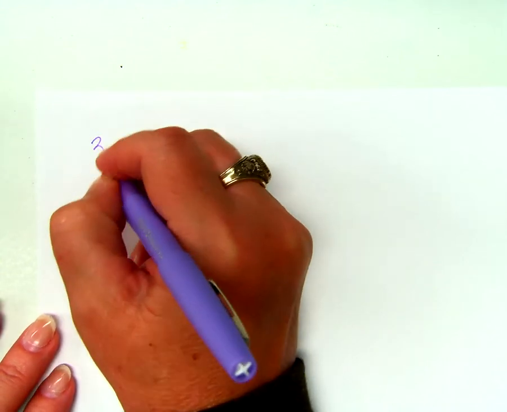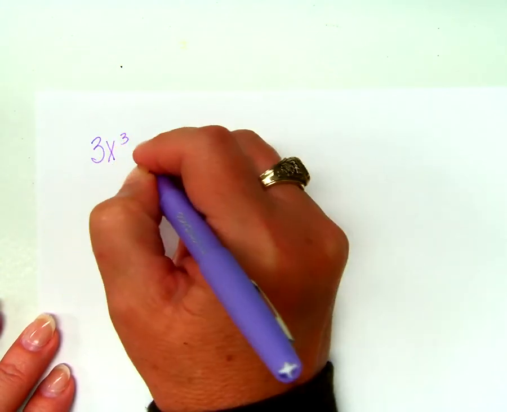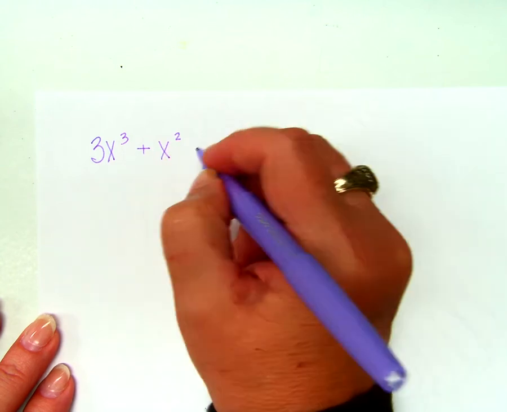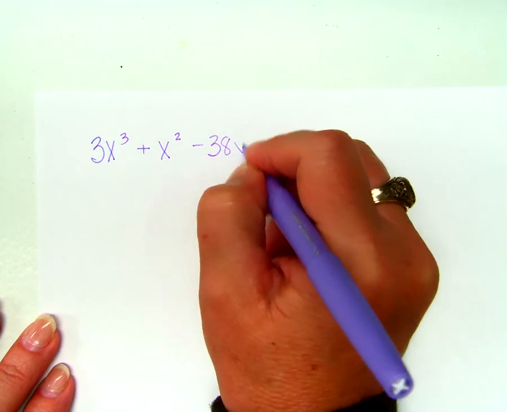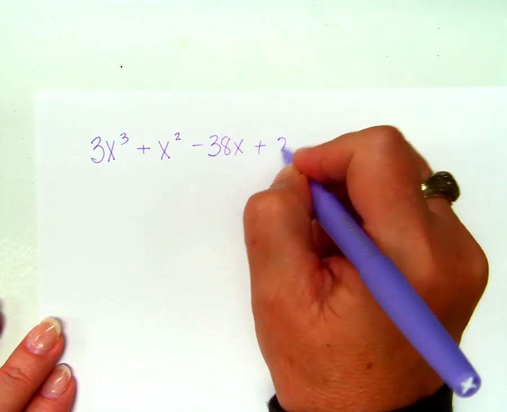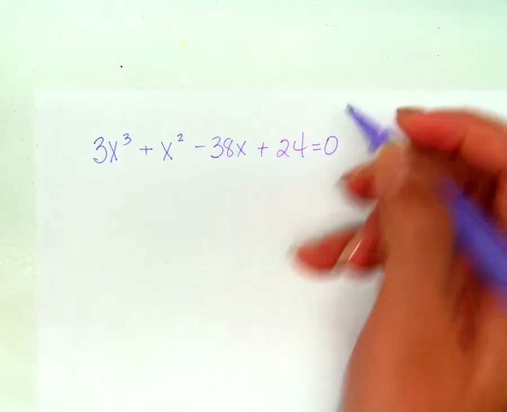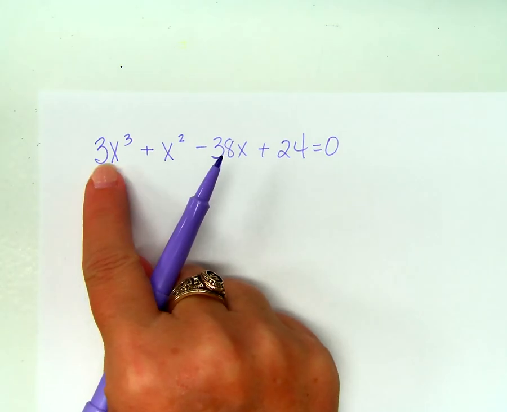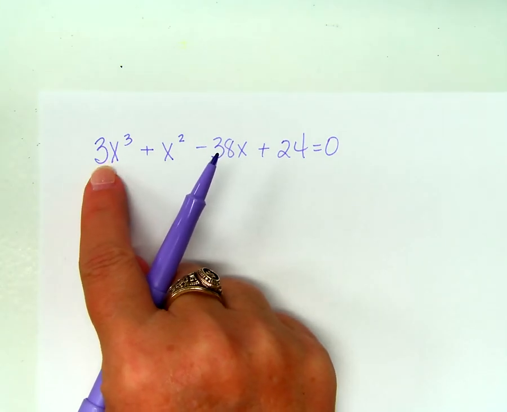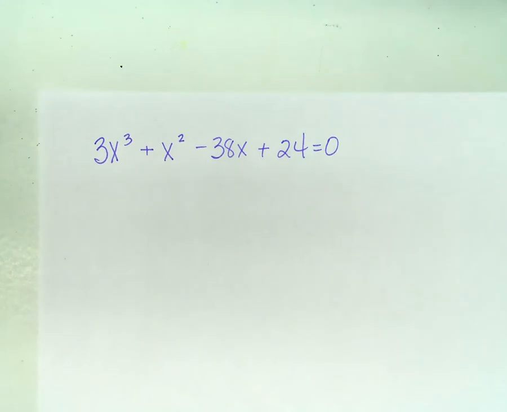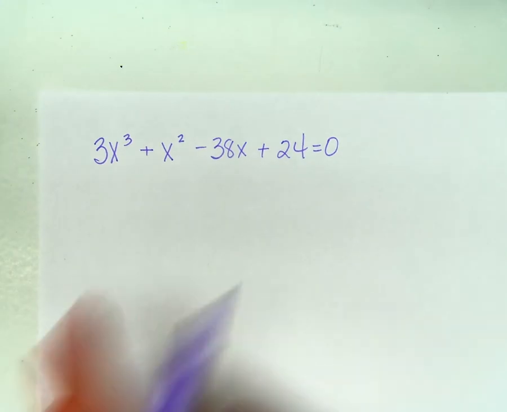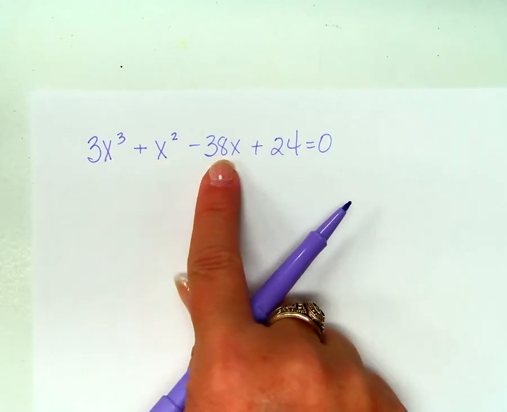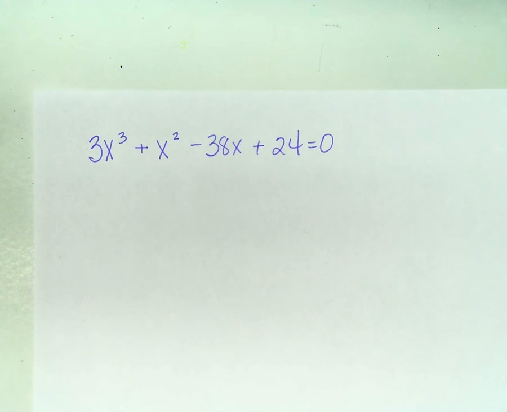Okay. 3x cubed plus x squared minus 38x plus 24 equals 0. Now, I have to be honest, the first time I did this problem, the first thing that I looked for was to see if everything was divisible by 3. Because if I could get rid of that 3, I know it's going to be a lot easier, isn't it? But, nope. Right? Okay, so what do we do first?